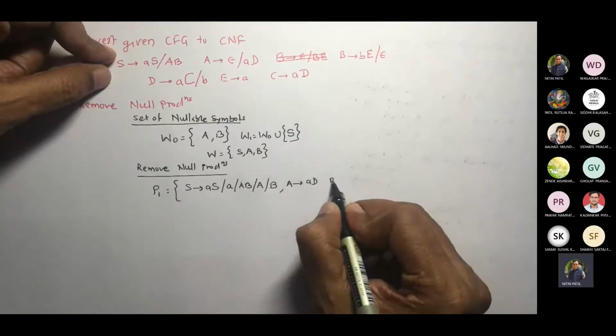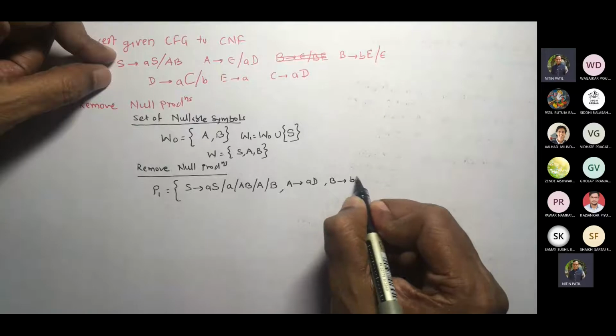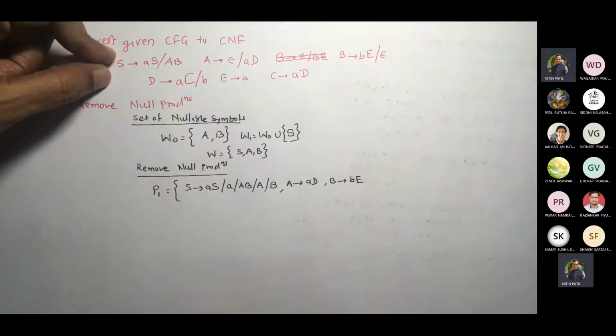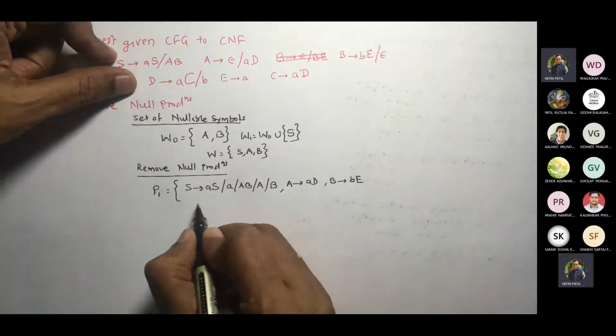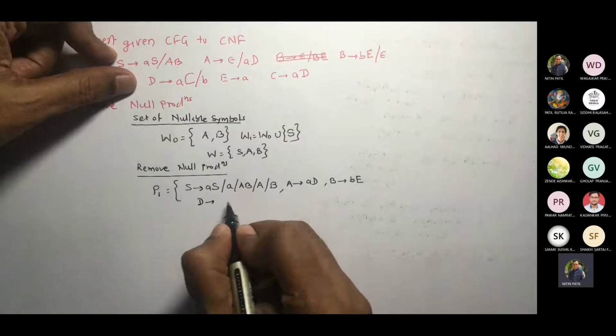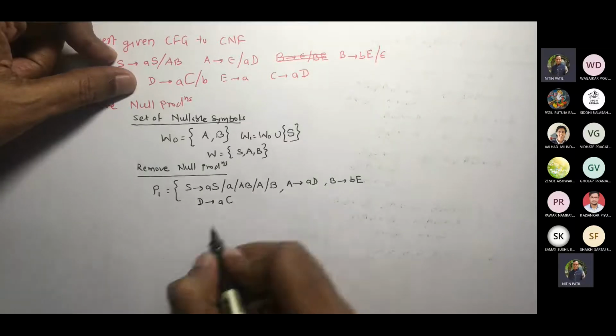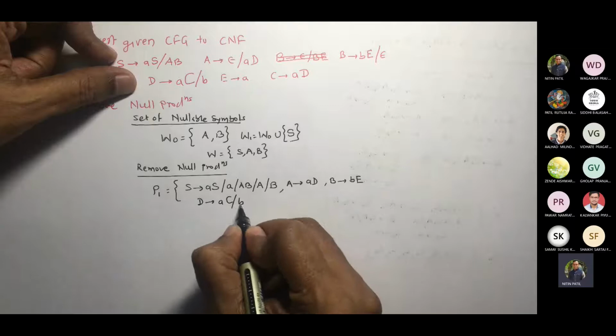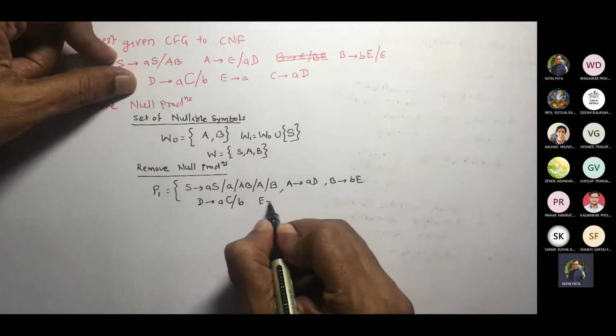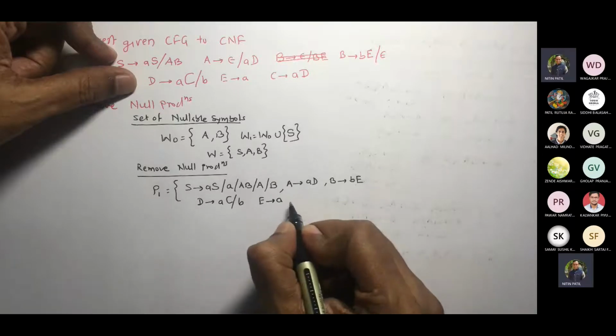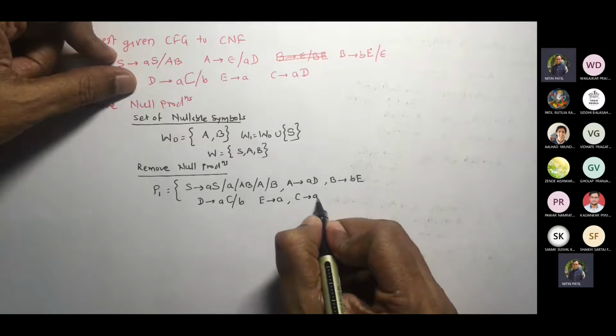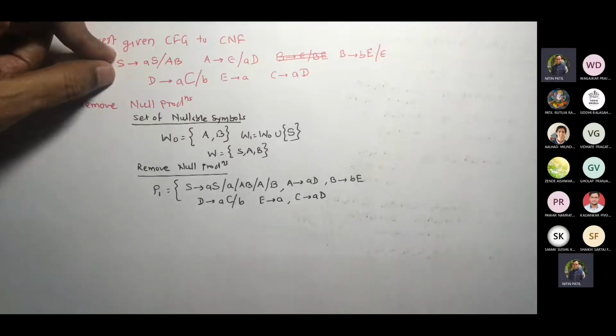Similarly, B gives BE, correct? Then D gives AC, B, E gives A, C gives AD, correct? It is fine.